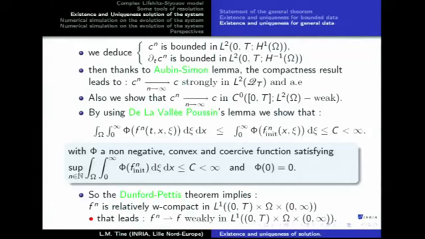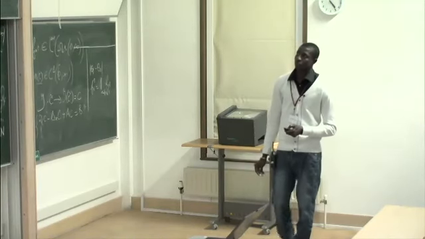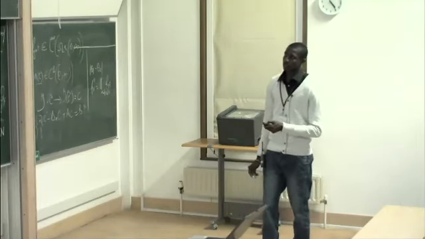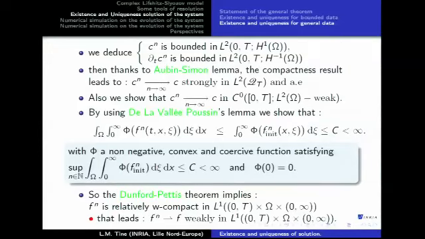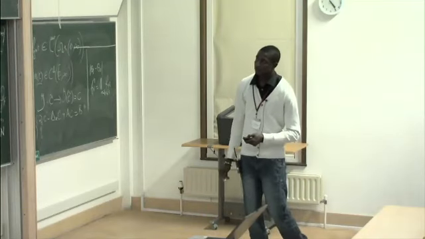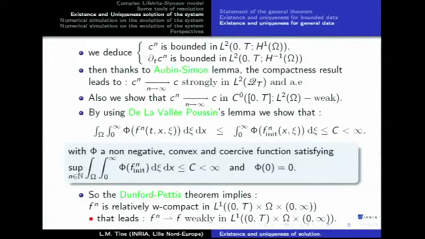Okay, then we have proved that Cn converges towards C strongly in L2. Also, we show that Cn converges towards C in this space weakly, and by using the de la Vallée-Poussin lemma, we show that we have the following estimation, where of course phi is a non-negative, convex, and coercive function satisfying the following initial bound. Of course, here we use the fact that our Jacobian J is bounded above and below.